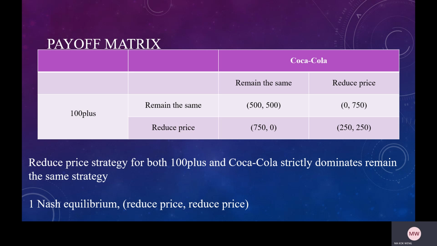You may ask why? Well, this is because if 100 Plus changes their strategy, their payoff will change from 250 to 0. And similarly, if Coca-Cola changes their strategy as well, their payoff will also change from 250 to 0. So, both of them will never regret choosing to reduce the price.